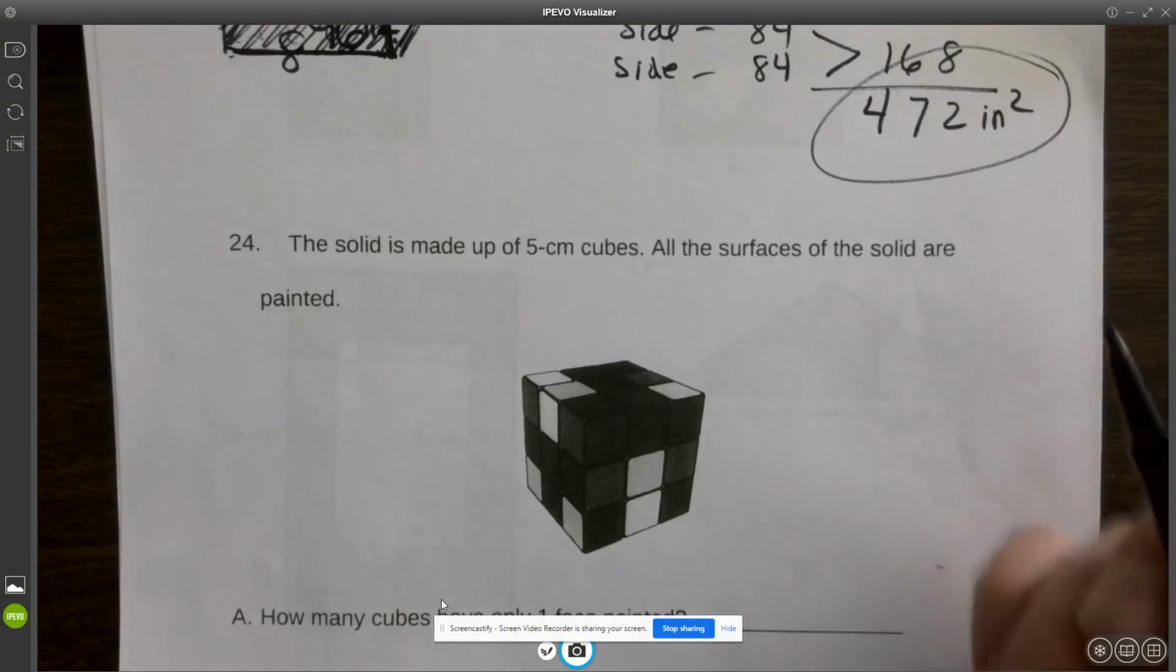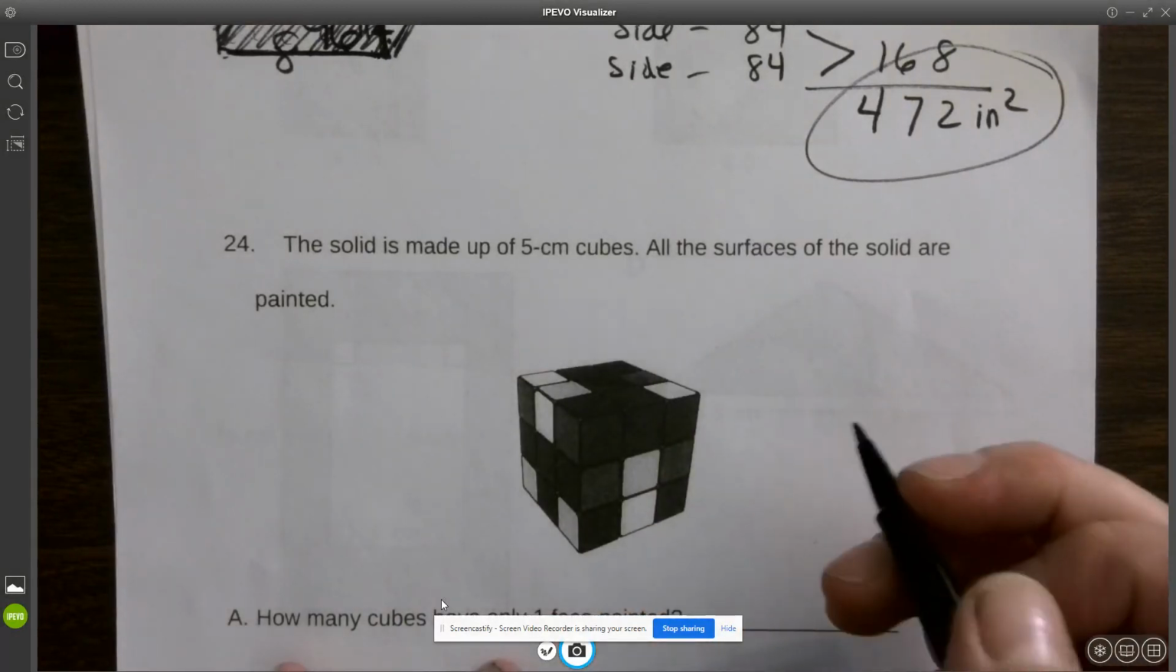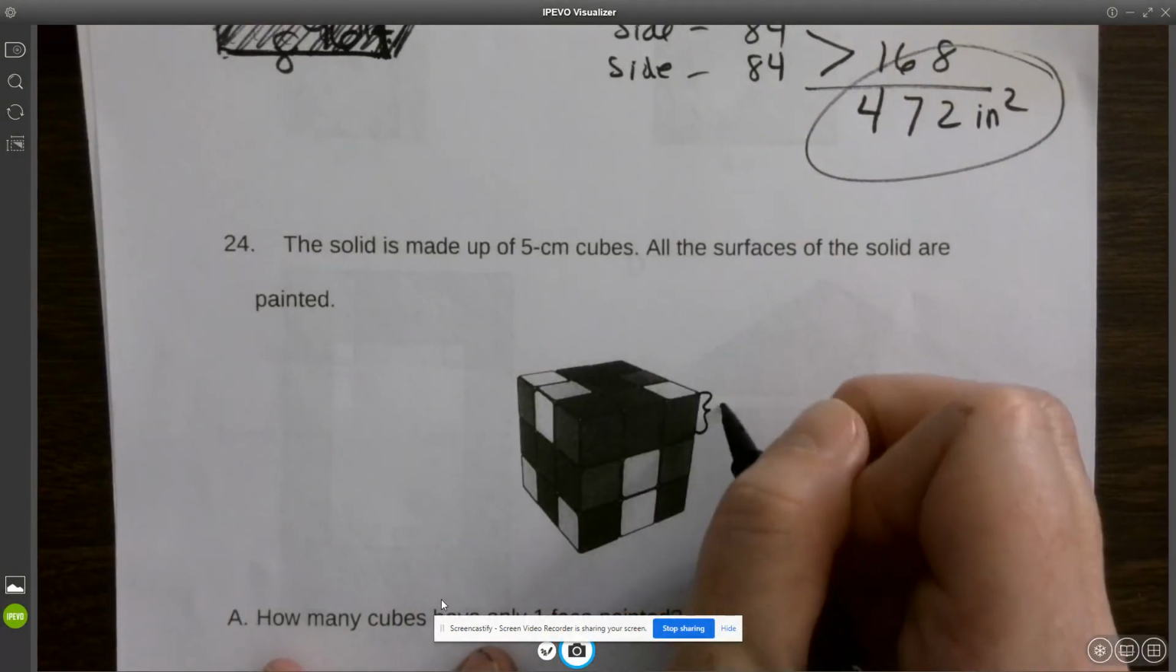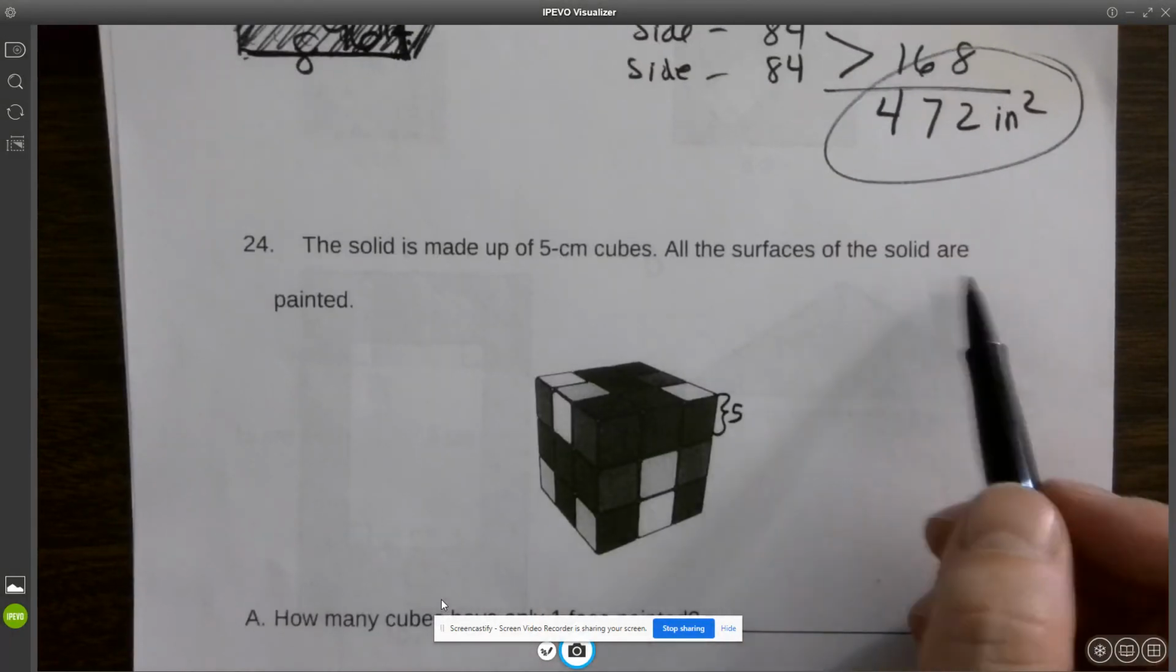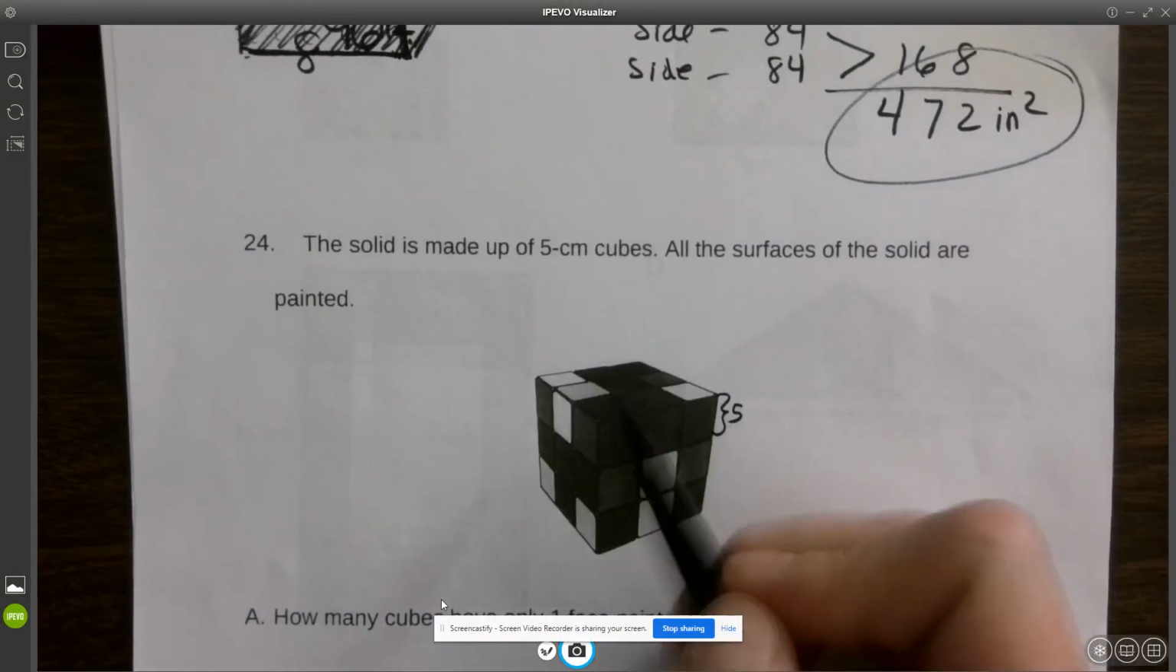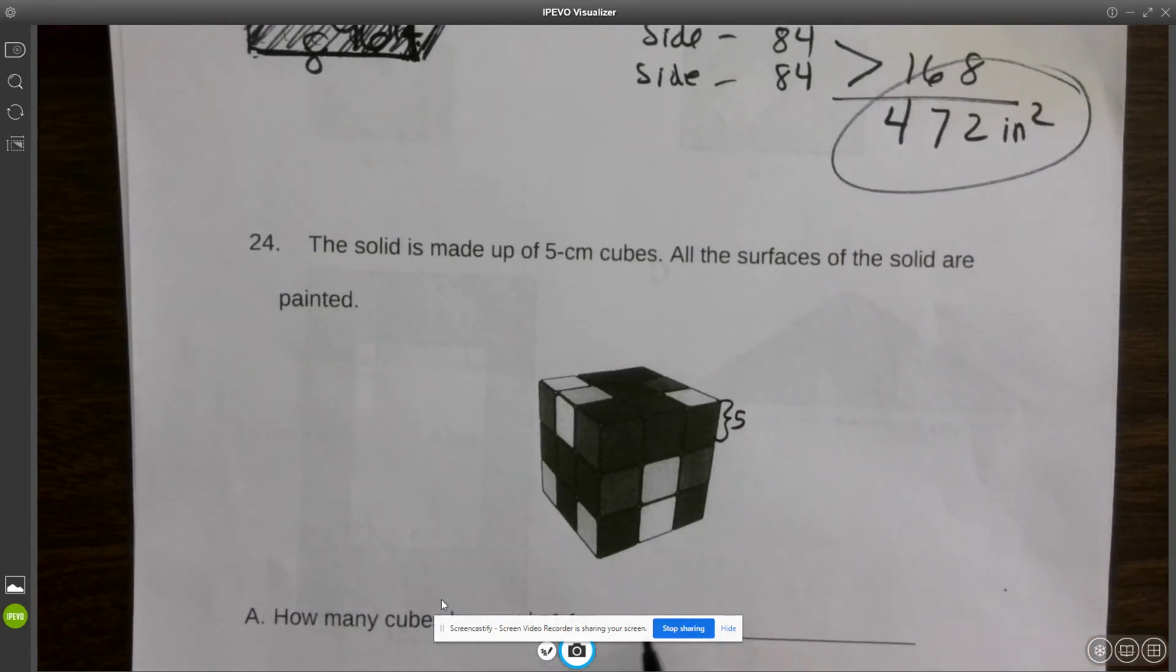The solid, this will be extra credit. It says the solid is made up of 5 centimeter cubes. So that means from here to here is 5. All the surfaces of the solid are painted. Okay, so all these are painted. How many cubes have only one face painted?